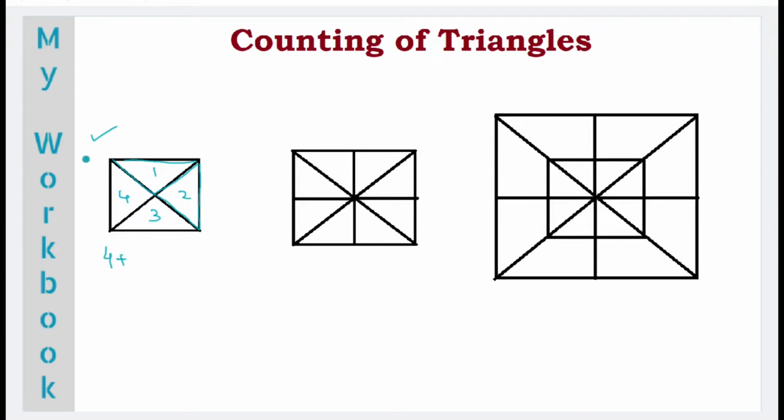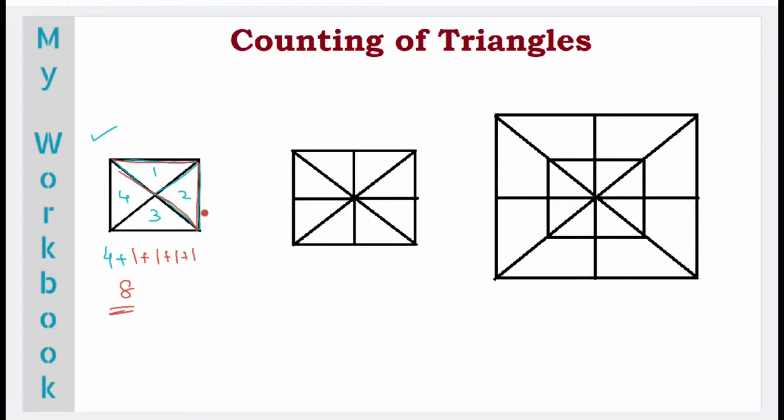1 and 2 together will form a bigger triangle. Let me show the boundary. 1 and 2 together forms a triangle. So that's plus 1. Similarly, 2 and 3 together will form another triangle. And 3 and 4 together will form another triangle. And 4 and 1 will combine to form another triangle. So totally there are 8 triangles in this image.